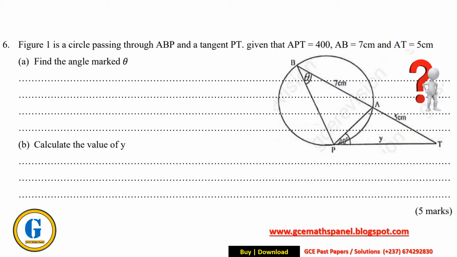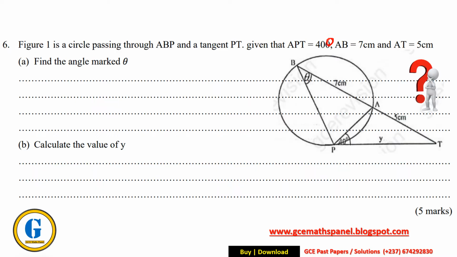Now, the next question, question 6. Figure 1 is a circle passing through A, B, P and a tangent PT. Given that angle APT is 40 degrees, AB is 7 centimeters and AT is 5 centimeters, find the angle marked theta. So we have to find the angle theta.